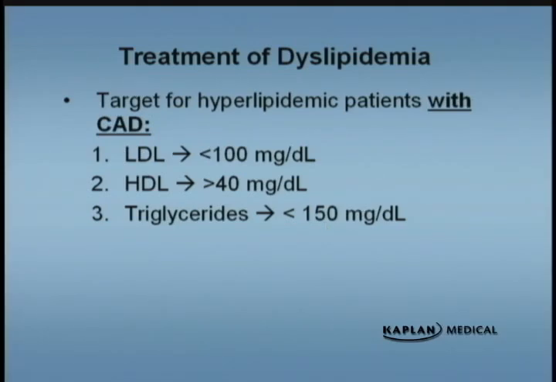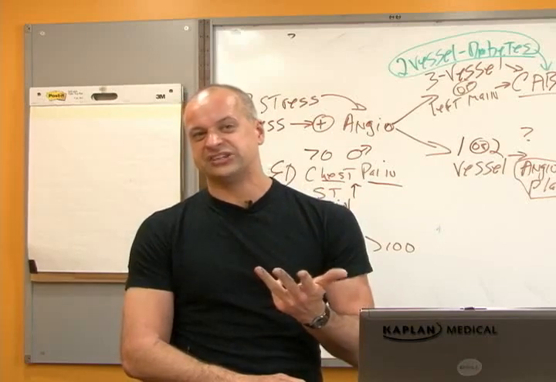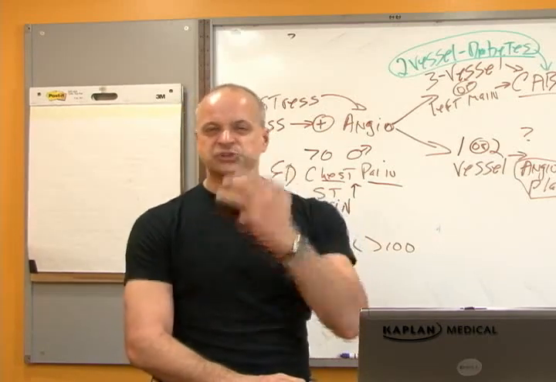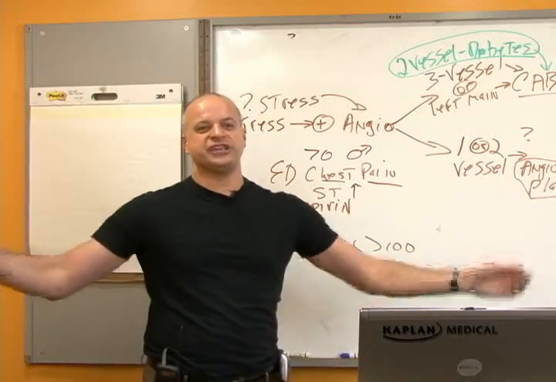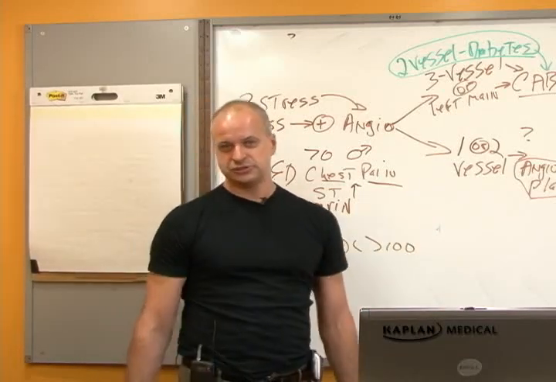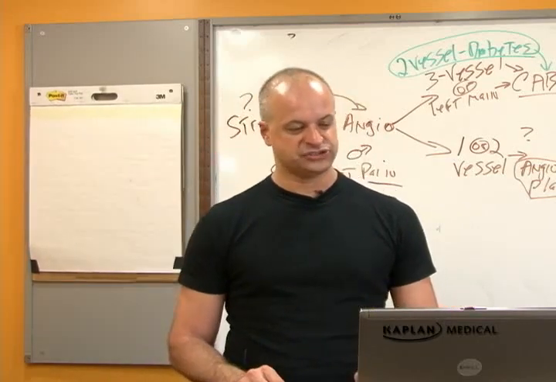Which of the following is most likely to affect mortality? Raising the HDL, lowering the LDL, lowering the total cholesterol, lowering the triglycerides. Which of the following is most likely to lower mortality the most? The answer is LDL is the best. Better than raising the HDL, better than lowering the triglycerides.